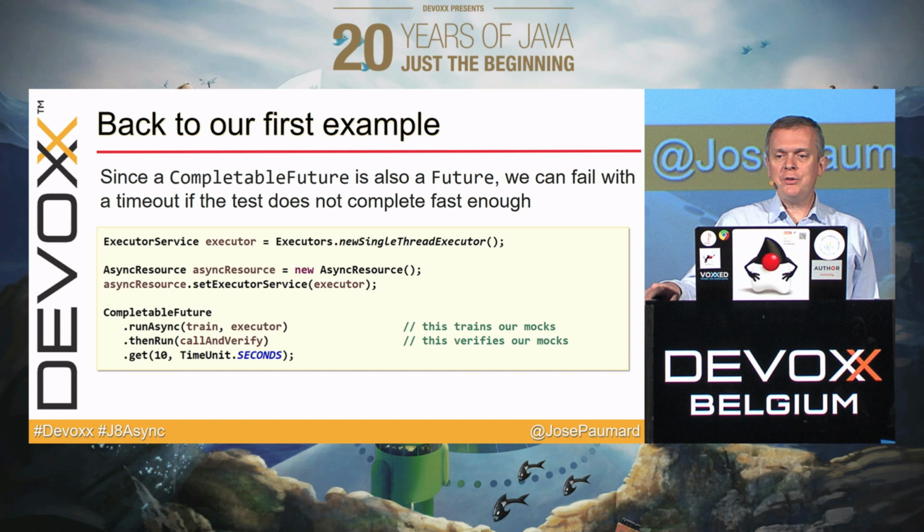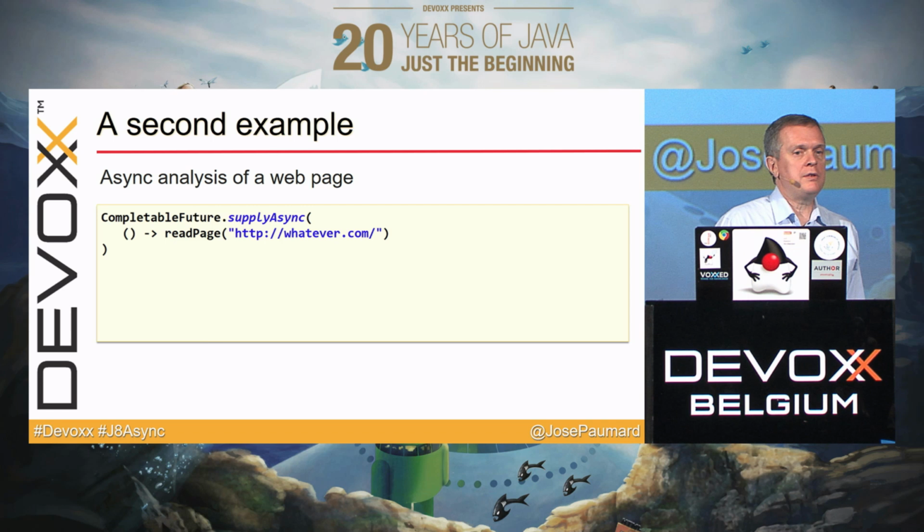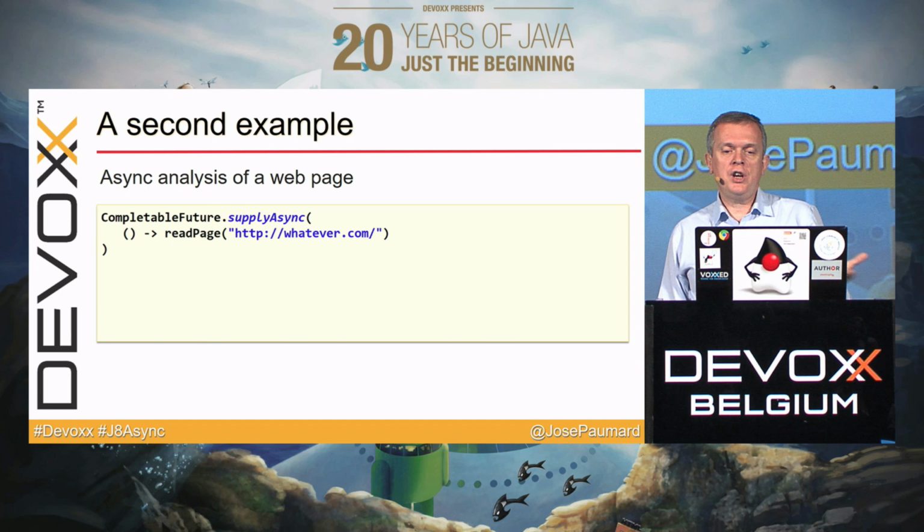Let us take a second example, and it's of course inspired from the Java Concurrency in Practice excellent book written by Doug Lea and Brian Goetz years ago. It's about reading pages, getting links, images, etc. from those web pages. So I can supply async this task that is just the reading of the page and the generation of a text element with the content of the page.